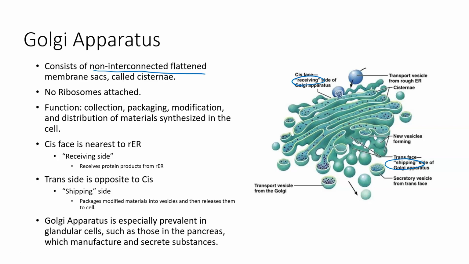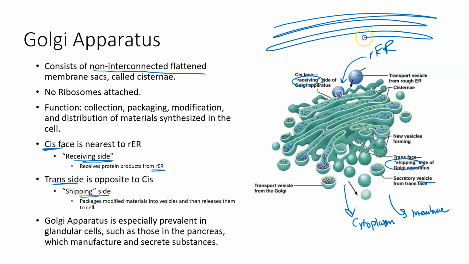Transport vesicles are going to enter the Golgi from the rough ER and are going to leave the shipping side in secretory vesicles that can either be kept within the cytoplasm or can actually leave through the membrane, which is one way the cell is actually going to communicate with adjacent cells. The cis face is the receiving side. It is the one that faces the rough ER, and the trans side is the shipping side. It is the one that is opposite or on the other side of the Golgi from the rough ER.